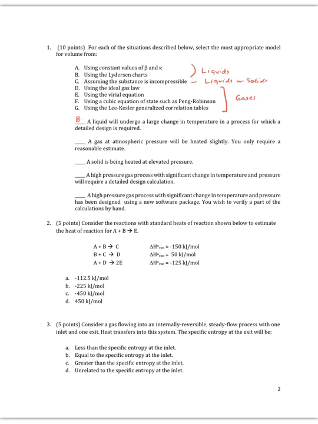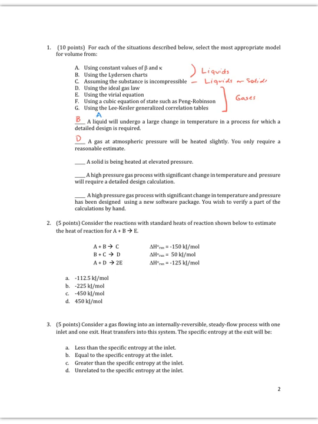I did give partial credit for those who gave the answer A, because that will get you a good estimate, but it's not adequate for a detailed design. The next one is a gas being heated at atmospheric pressure, but only heated slightly, and we just need a reasonable estimate. Of these, we have the ideal gas law, the virial equation, cubic equations, or the Lee-Kessler tables. The ideal gas law is pretty good for atmospheric pressure. Most gases are going to be kind of ideal gas-like. I'm just looking for a reasonable estimate, so that actually is your best answer.